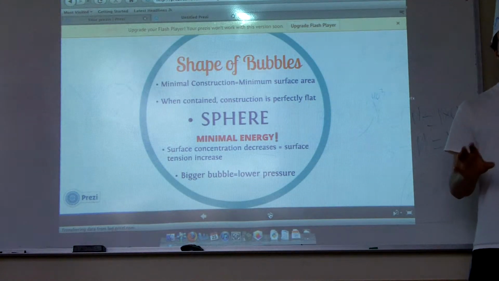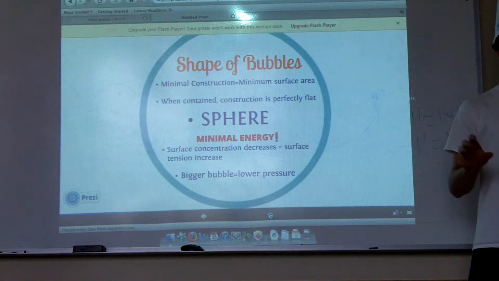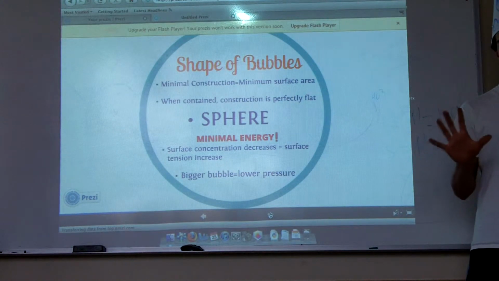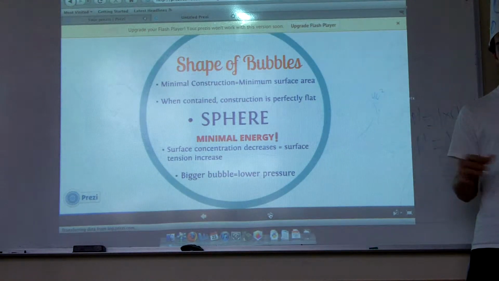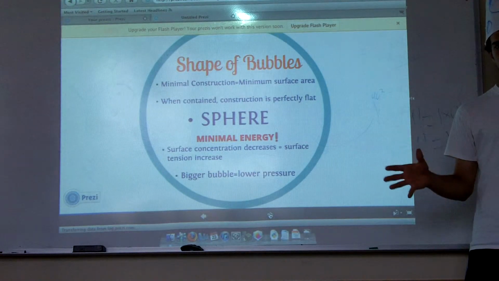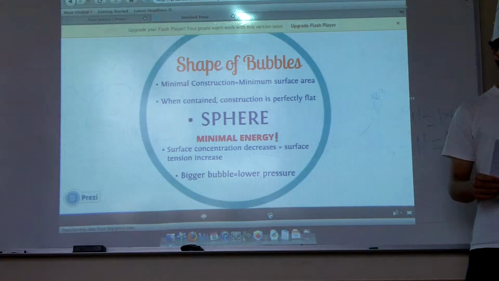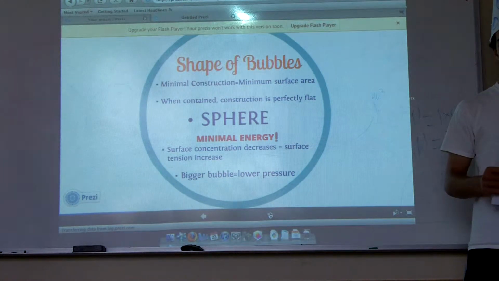And as bubbles get bigger and bigger, the concentration of soap in the bubble slowly decreases because it's getting bigger. And so as a bubble gets bigger and bigger, it'll eventually pop because the surface tension will get too strong. And also, the bigger the bubble, the lower the pressure of the air inside of it.